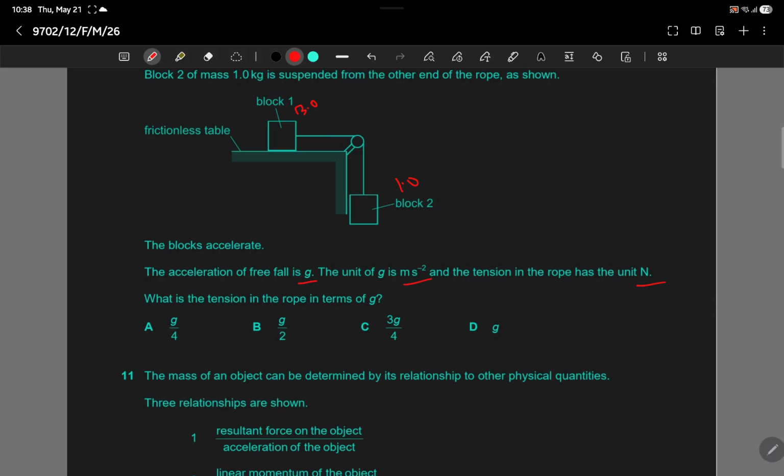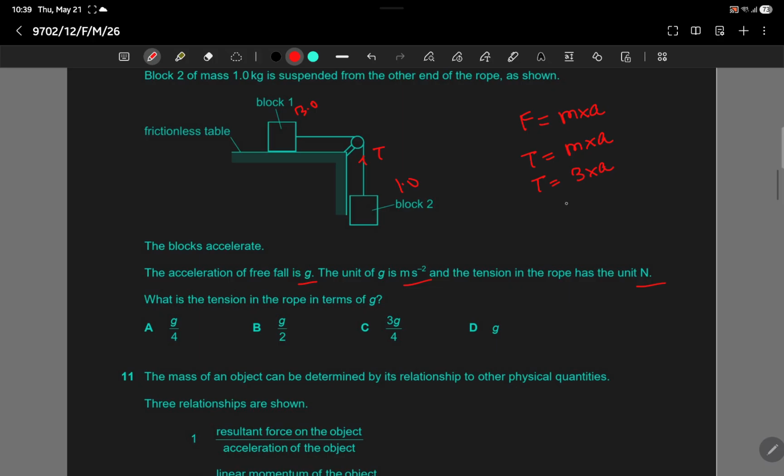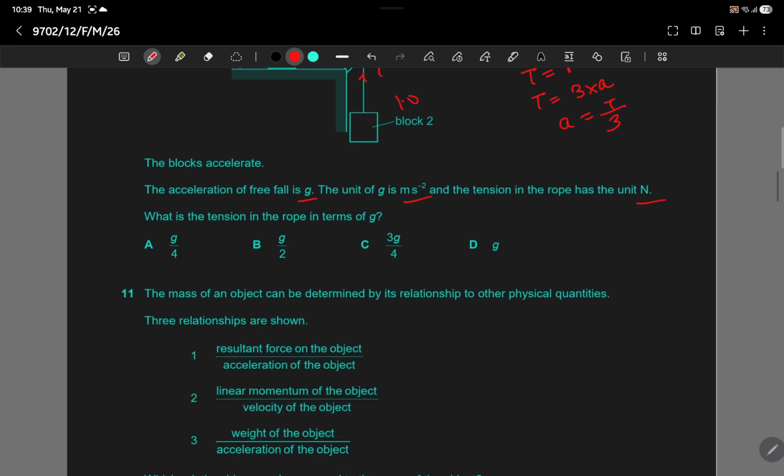So this rope is having a tension. So let's call this tension T. And we can use Newton's second law, which is resultant force equals to the rate of change of momentum. So mass into acceleration. So if we consider the force here is T, that's mass into acceleration, and the mass for block 1 is 3 into a, so acceleration is T by 3. This is for block 1. What about for block 2?